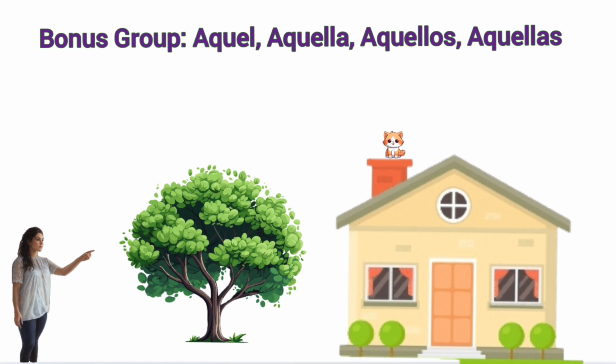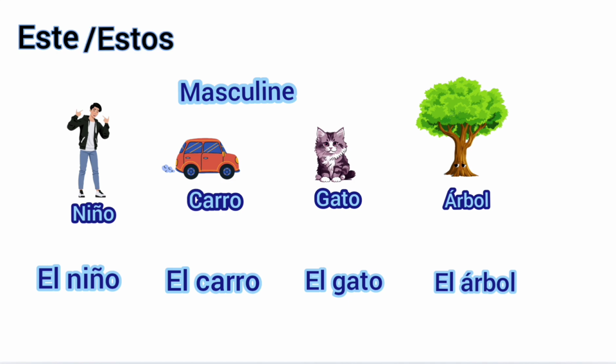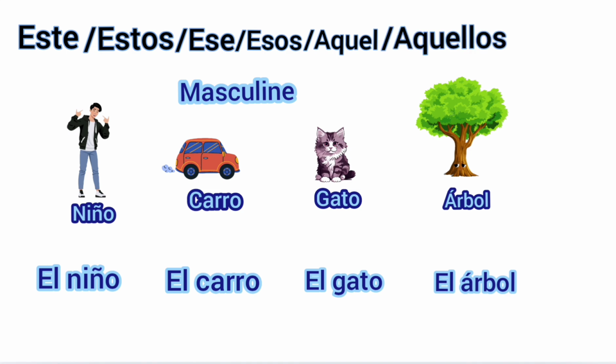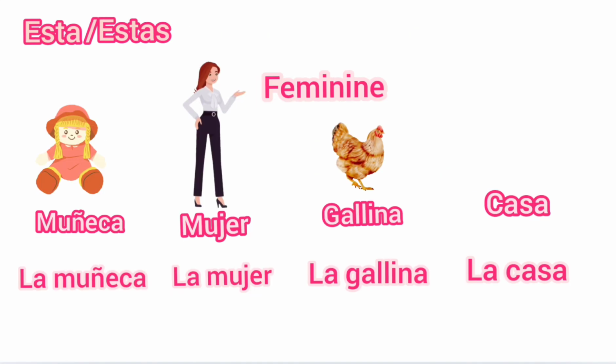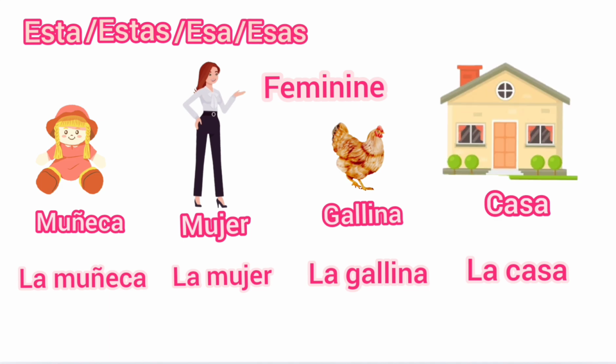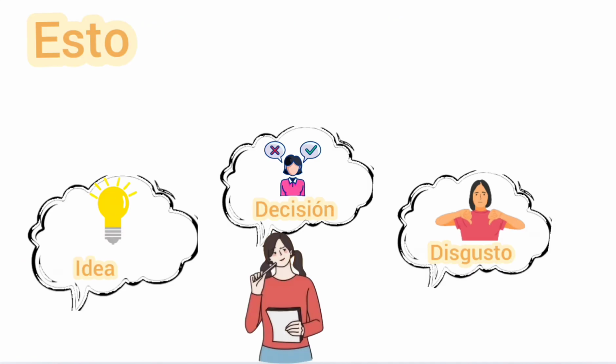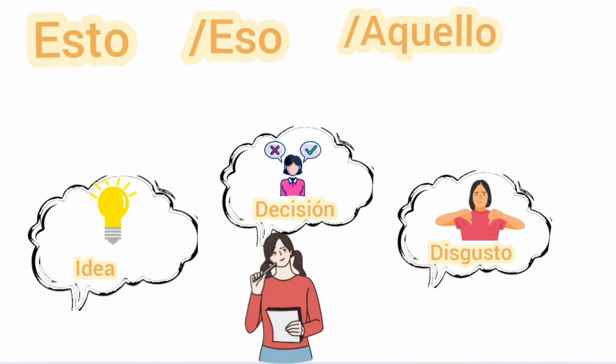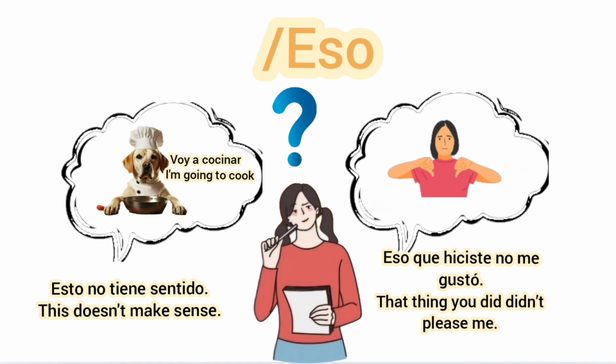So here is the full chart. We have distance: close, far, very far. We have masculine: este, estos, ese, esos, aquel, aquellos. And we have feminine: esta, estas, esa, esas, aquella, aquellas. And we have neutral: esto, eso, aquello. Aquello is also a neutral pronoun, just like esto and eso, used for vague or abstract things.